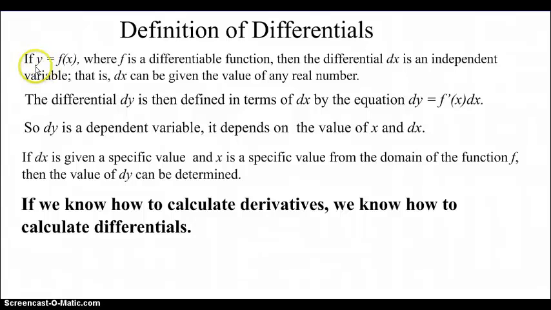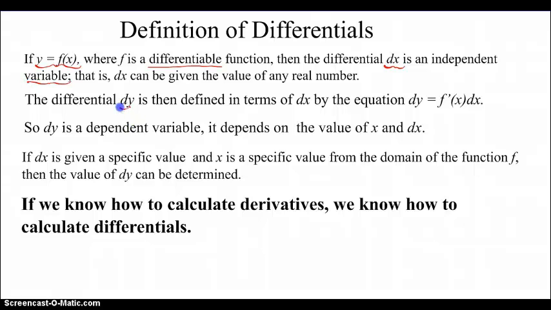If I have a function y equals f of x, where f is some differentiable function, the derivative exists everywhere, then the differential dx is an independent variable. So dx can be given a value of any real number. If it's a variable, it's a placeholder for a number.